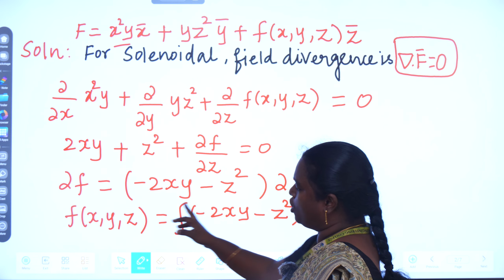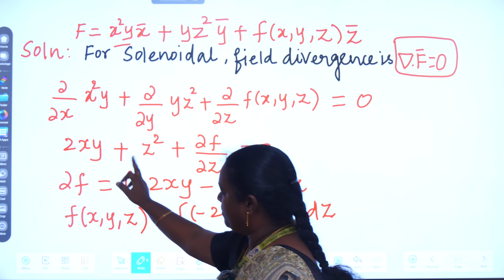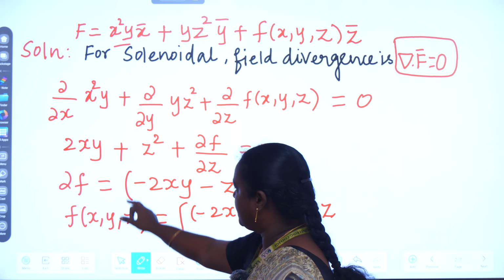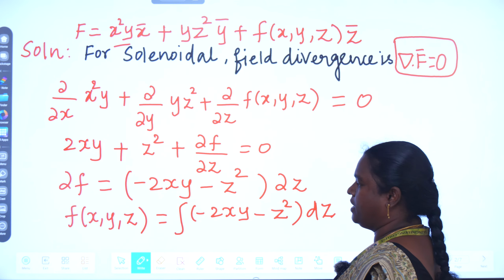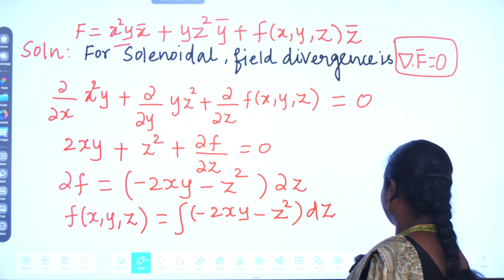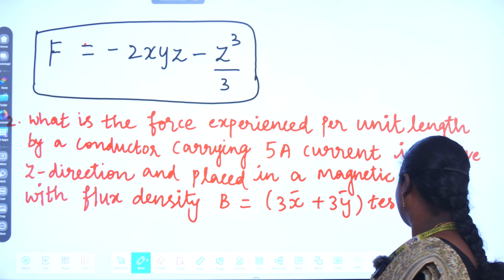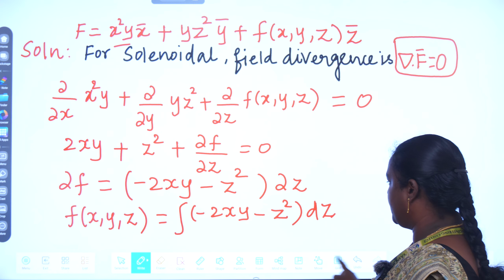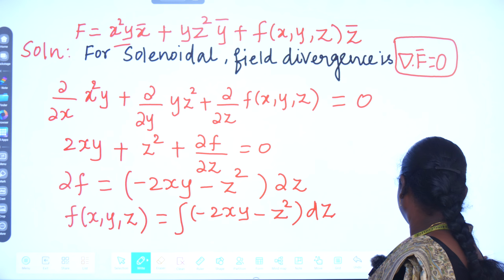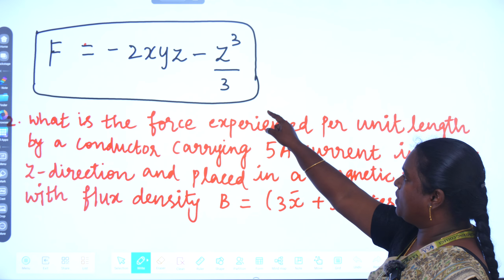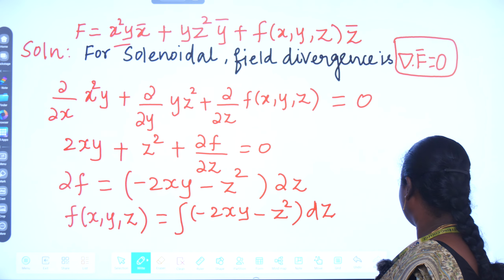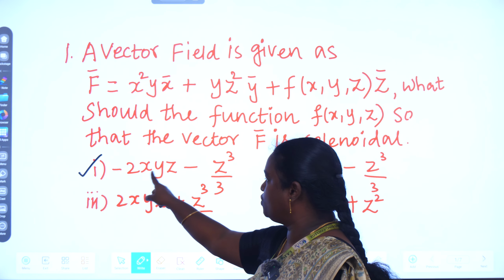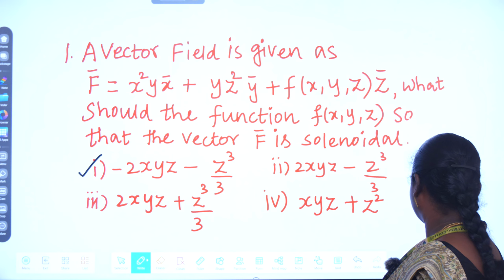So in order to find f, I am going to integrate this, integrating minus 2xy minus z² into dz. After integrating this particular part, I am getting 2xyz minus x³ by 3. This is our answer, which is nothing but our first option, minus 2xyz minus x² by 3.